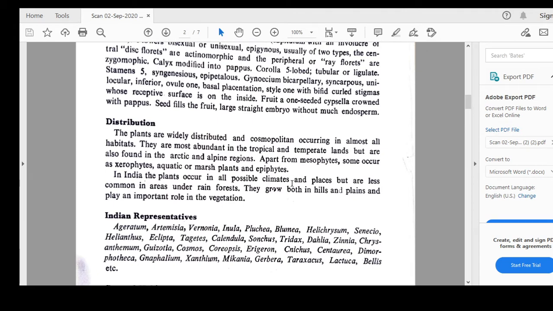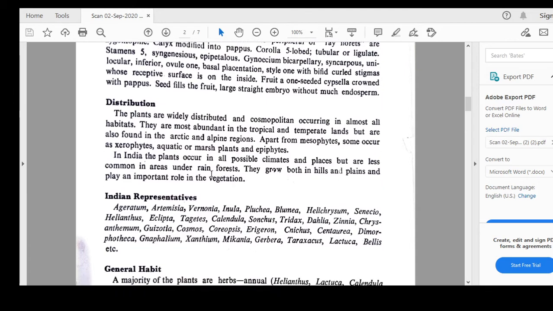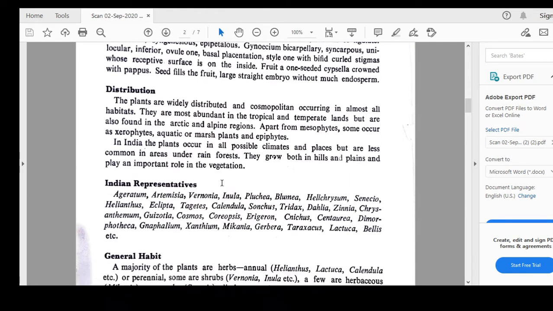Now, distribution of the family. The plants are widely distributed and cosmopolitan, occurring in almost all habitats. They are most abundant in the tropical and temperate lands, but are also found in the Arctic and alpine regions. Apart from mesophytes, which are the majority of the plants, some occur as xerophytes, aquatic or marsh plants, and epiphytes also. In India, the plants occur in all possible climates and places, but are less common in the areas under rainforests. They grow both in hills and plains and play an important role in the vegetation.